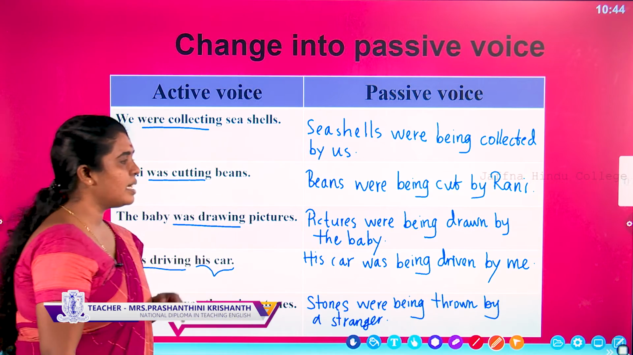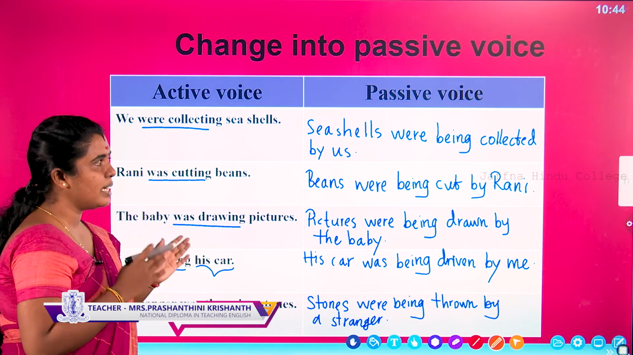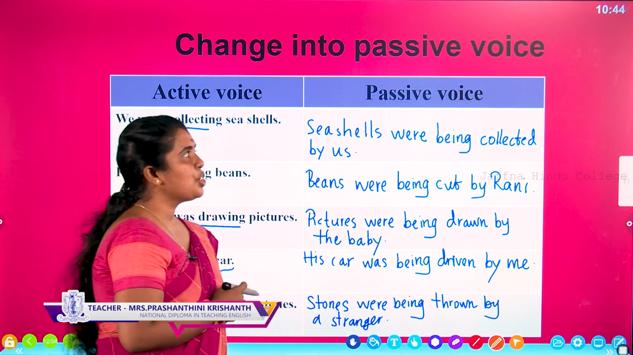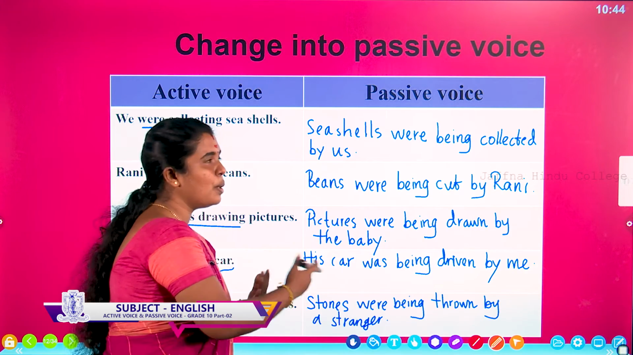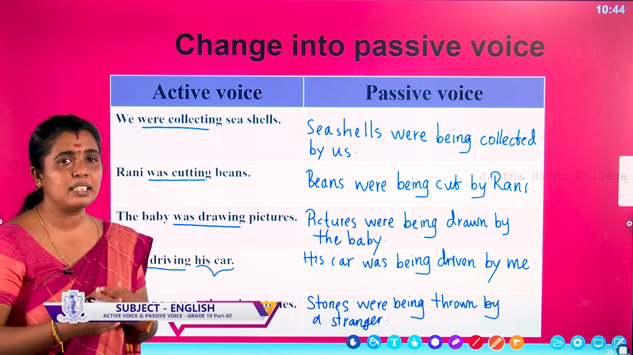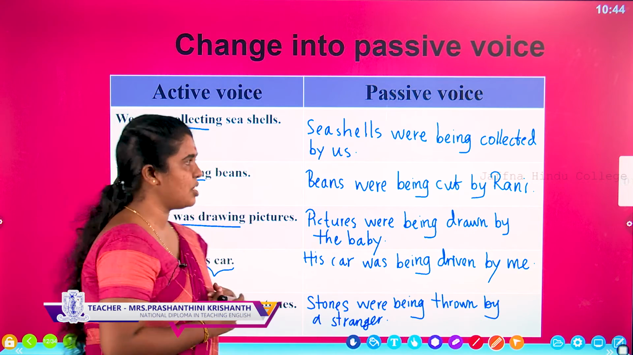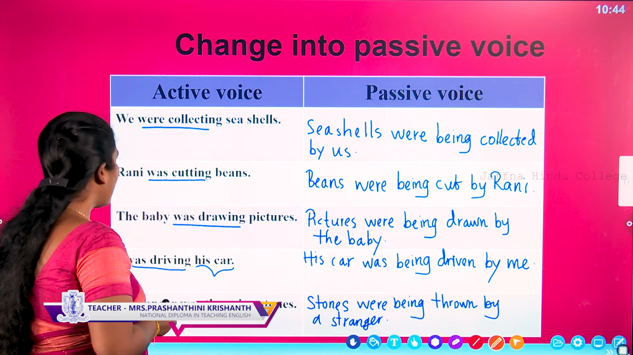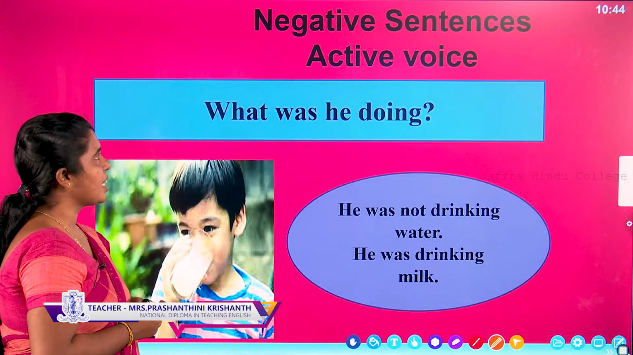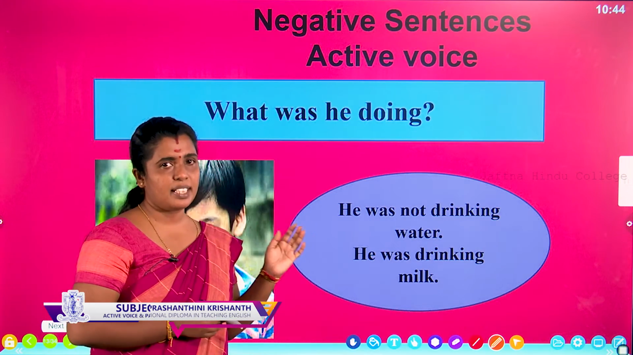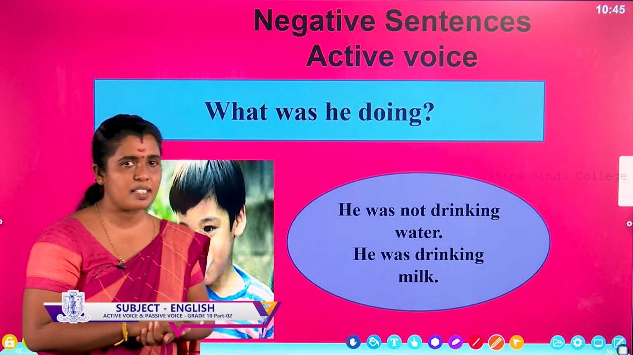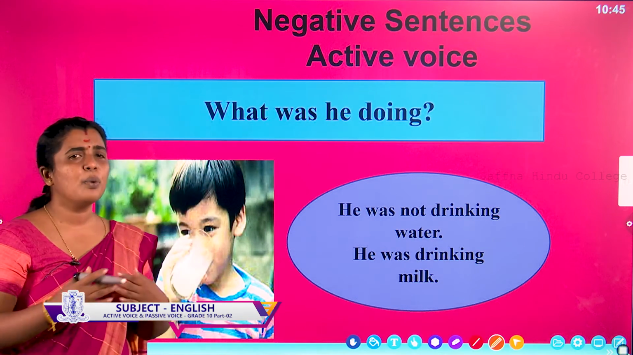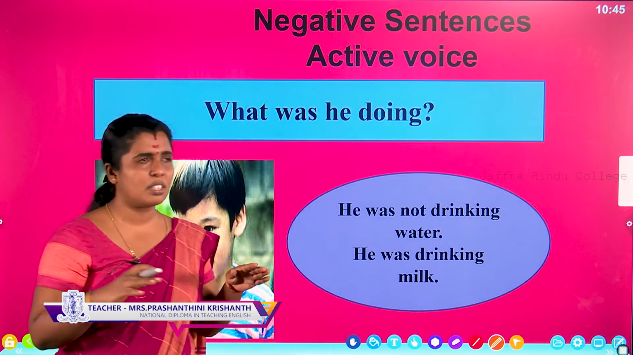So, this is an easy method, right? This is an easy way to change the active voice affirmative sentences into passive voice. So, we are learning now past continuous tense. Now, I am going to move to the next section, negative sentences, right? Past continuous tense, negative sentences. You know, negative sentences mean we have to add simply not, right?